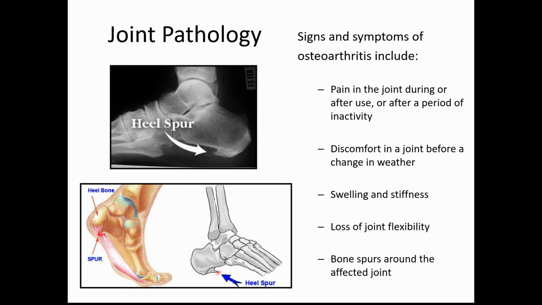Signs and symptoms of osteoarthritis would be bone spurs due to overgrowth of bones because of Wolff's Law, pain in a joint during or after use, discomfort in a joint with changes in weather, swelling and stiffness, loss of flexibility. All of these are related to low-grade inflammation.